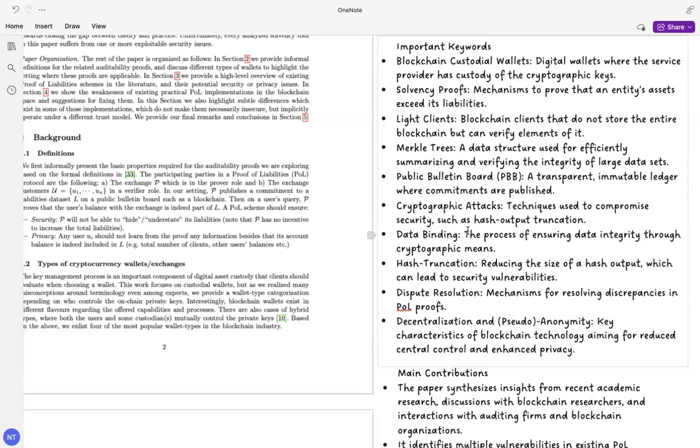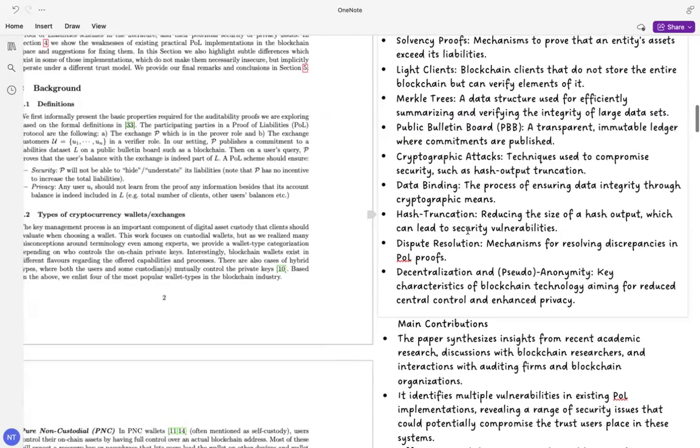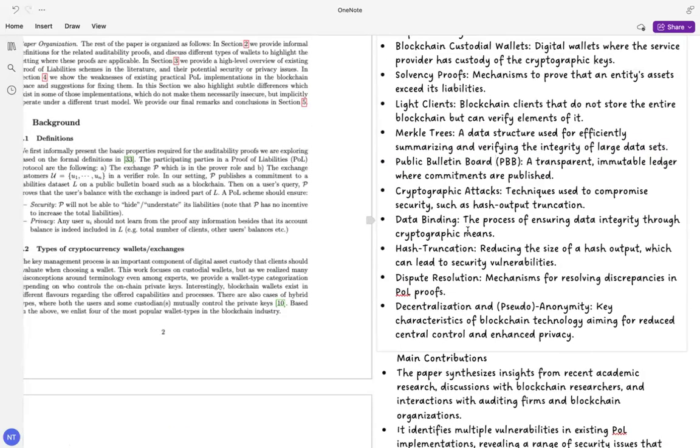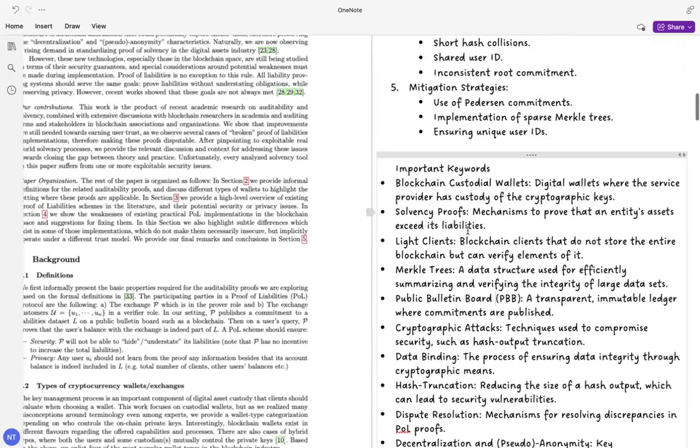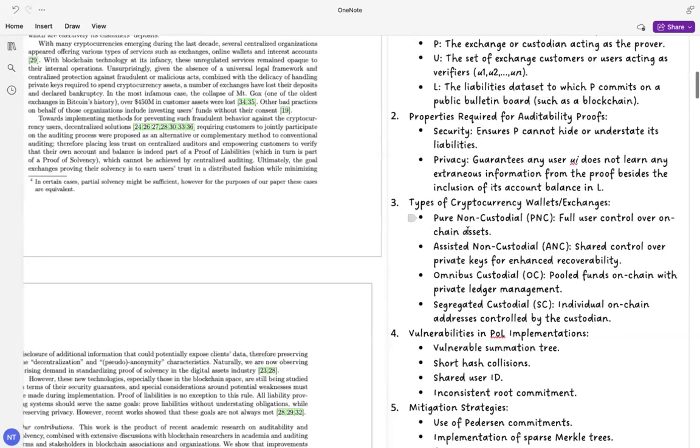No, Nagu, I have a question. It's a question regarding the types of custodials. Can you scroll up? I think we have two types of custodial exchanges which require proof of solvency. The first one being omnibus custodial, and the second one being segregated custodial.